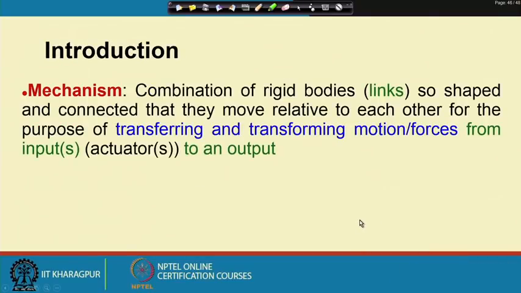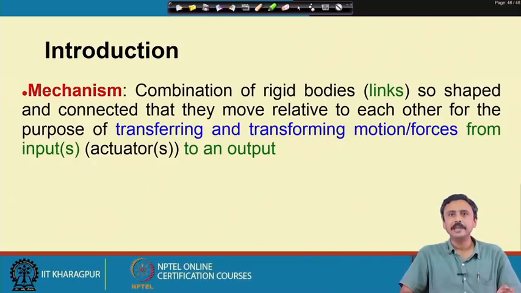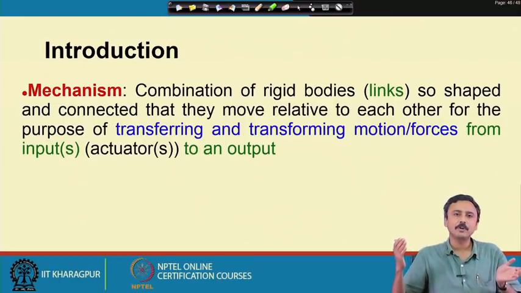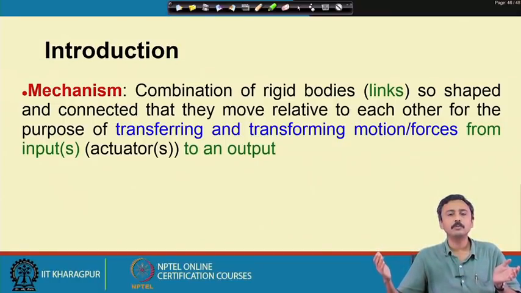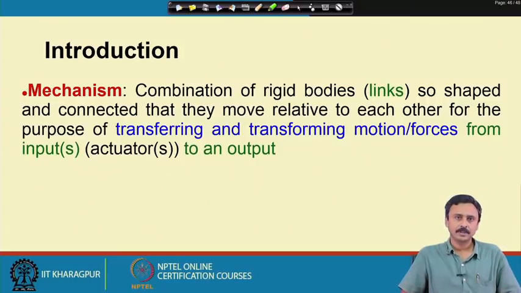Let us come to the formal definition of a mechanism. What is a mechanism? A mechanism is a combination of rigid bodies which we call links, so shaped and connected that they move relative to one another for the purpose of transferring and transforming motion or forces from inputs to an output. As I have mentioned, not only motion can be transformed and transferred from an input to an output, but also forces. So, this is the formal definition of a mechanism.